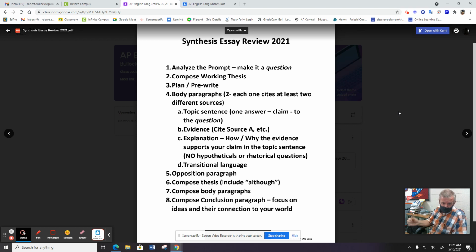Opposition paragraph, the same thing. You can't get the sophistication point simply by saying although in your thesis statement. All right? Then you actually compose your thesis, which does have although, because you want to start off with the right foot, showing people that you do understand that there is an alternate view, and that increases your own credibility. All right? Build your credibility right from the start.